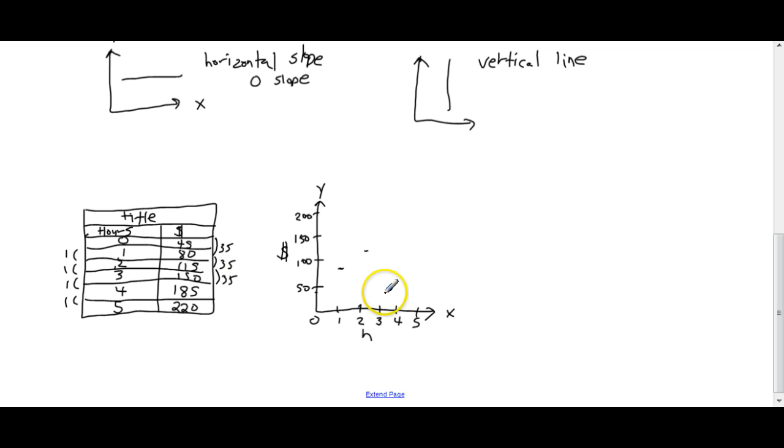get a straight line. Okay, so at 3 hours he's worked 150, or made $150. 4, 185, and then 5, 220, something like that. So we connect the dots like that, and we know that our information passes through the y-axis. In other words, has a y-intercept of 45. Okay, so we have drawn the graph.